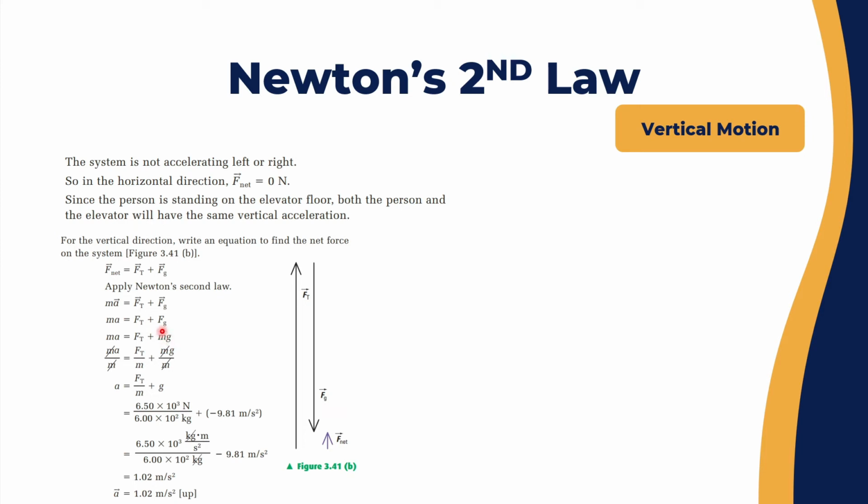We know that. We can eliminate m now, rearrange the equation and simplify it, then substitute the numbers, or you can just substitute the numbers right away based on what you're given, and your final acceleration answer would be 1.02 meters per second squared going up.